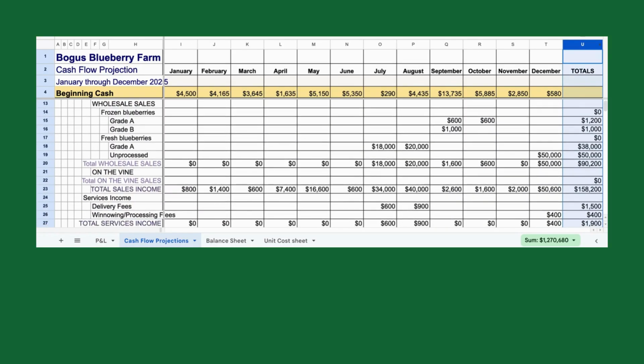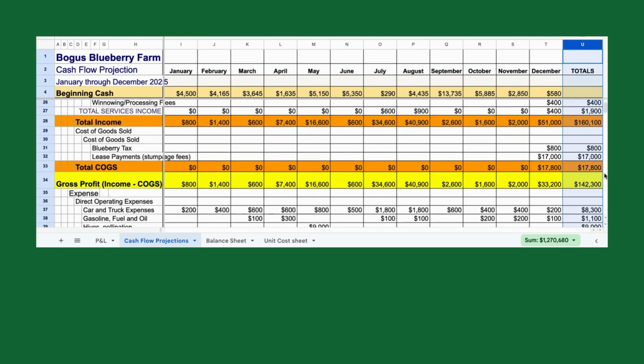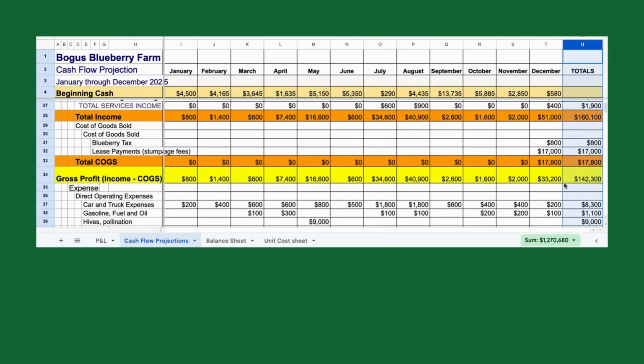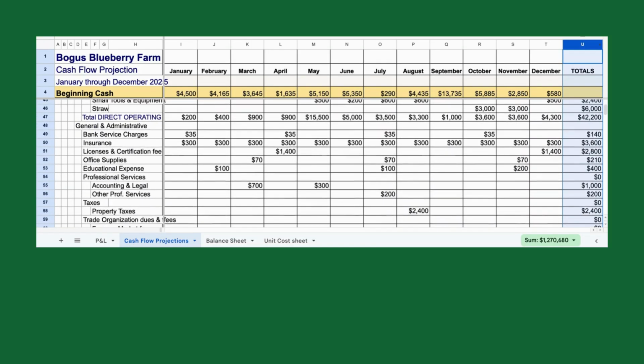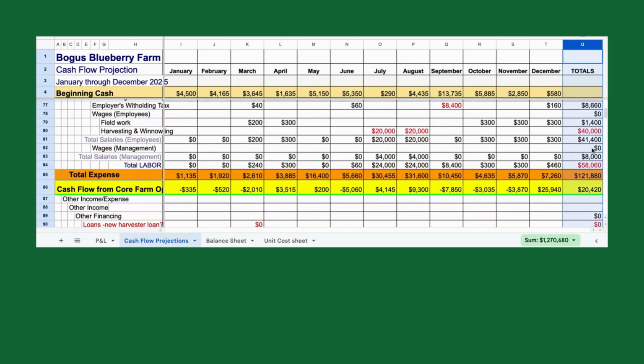So, looks like going down through the cash flow projection, they're looking for $160,000 in revenues. And after they subtract their cost of goods sold, they'll have about $142,000. Now, scrolling down through all the expenses, I wanted to stop at the labor section and point out that their total labor is going to be around $58,000, which is kind of high. It's 36% of their revenues. It's not out of control, but a little higher than the average of what I've seen as a benchmark for Maine produce farms, which is like 31 to 34%.